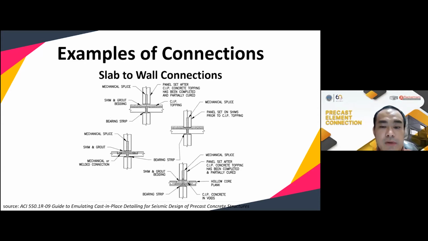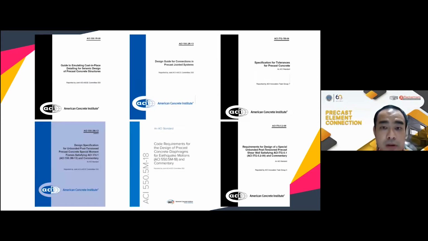And if you are interested in more, you can read these documents. So the ACI code already released some of the documents to guide us to design the cast-in-place connections or jointed systems, and the specification for tolerance, as well as the design specification for precast concrete special moment frames, diaphragms, and shear wall. So actually, we already have these documents. If you want to study further, you can see through these documents.